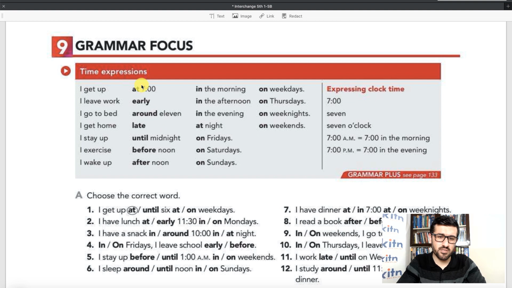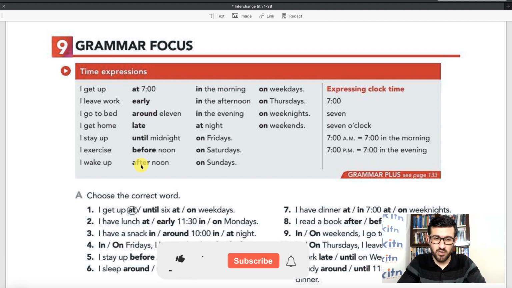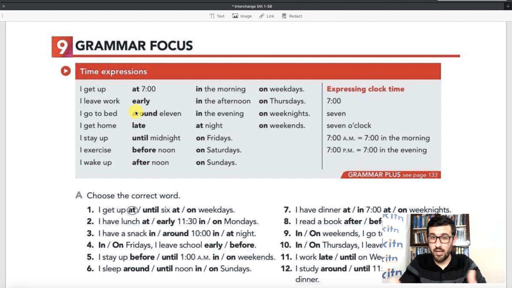For most of us, these expressions are a little bit confusing, but I'm going to explain them in very simple terms. By time expressions, this is what I mean: using at, in, and on, and some others like early, around, late, until, before, and after. Before I come to these, I will explain at, in, on, when to use them, and how actually.